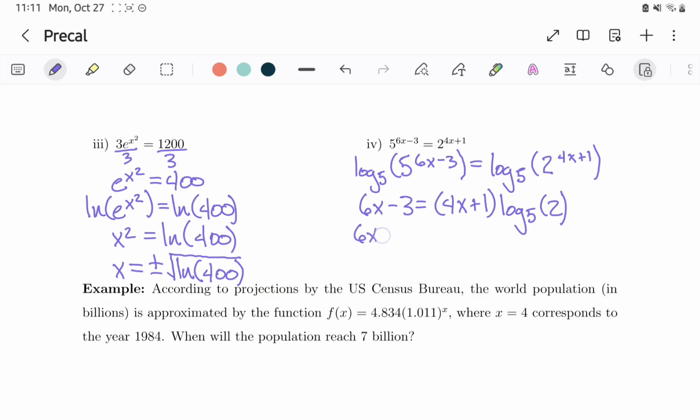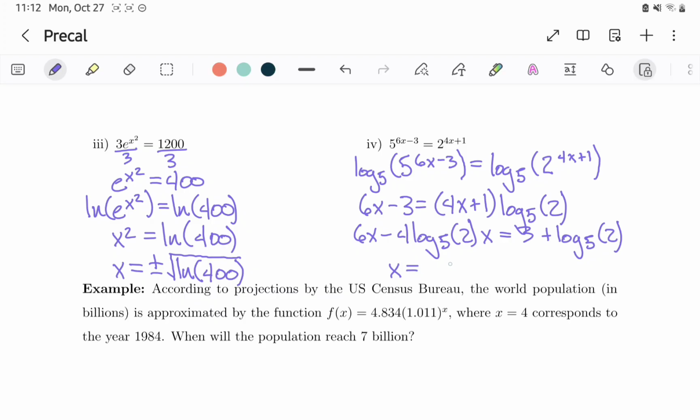6x minus 4 times log base 5 of 2 times x equals 3 plus 1 times log base 5 of 2, or just log base 5 of 2. Okay, and then we can go ahead and divide both sides by 6 minus 4 times log base 5 of 2 to solve for x.